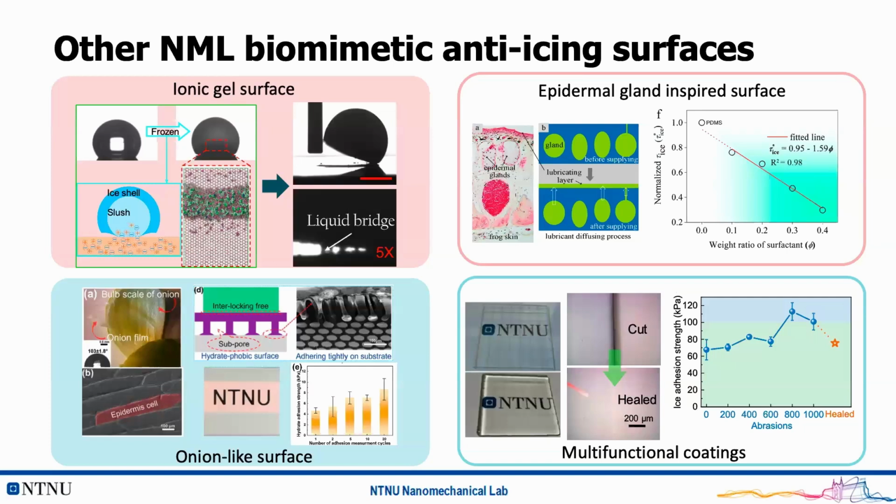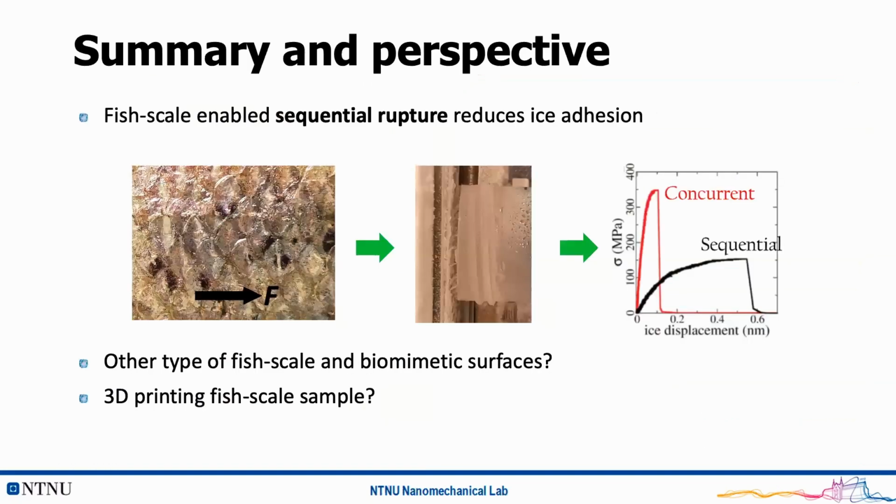And of course, we combine different functions like self-healing or transparent surfaces, which can be used in outdoor applications, like monitoring video cameras and so on. Yeah, so to come to the conclusion, those biomimetic surfaces can significantly lower the ice adhesion, and especially the fish scale enabled this new fracture mode, sequential rupture, to lower the ice adhesion.